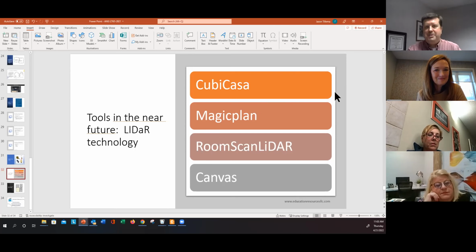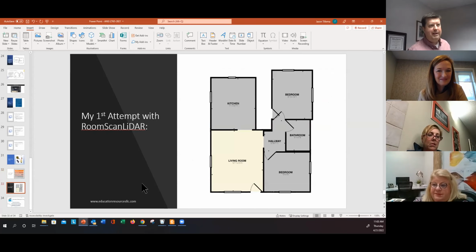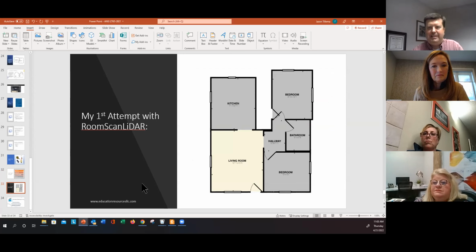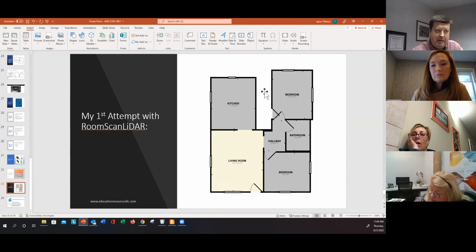The third one down, Room Scan LiDAR, I do have that one on my iPad because it's $3.99 a month, which I find to be much more reasonable. That was my first attempt using Room Scan LiDAR, and I will tell you this, it's incorrect. But the nice thing was that once I played around with it a little bit, I was able to take that bedroom and move it over, and then add in the laundry room which goes right here. With Room Scan LiDAR, I was able to do some editing on the iPad, send that to my computer, and then drop that into my report real quickly.